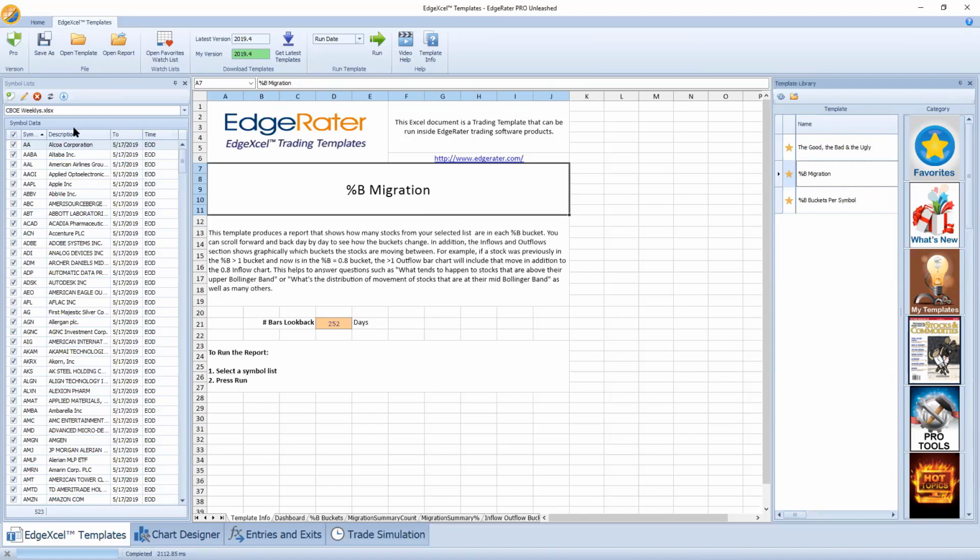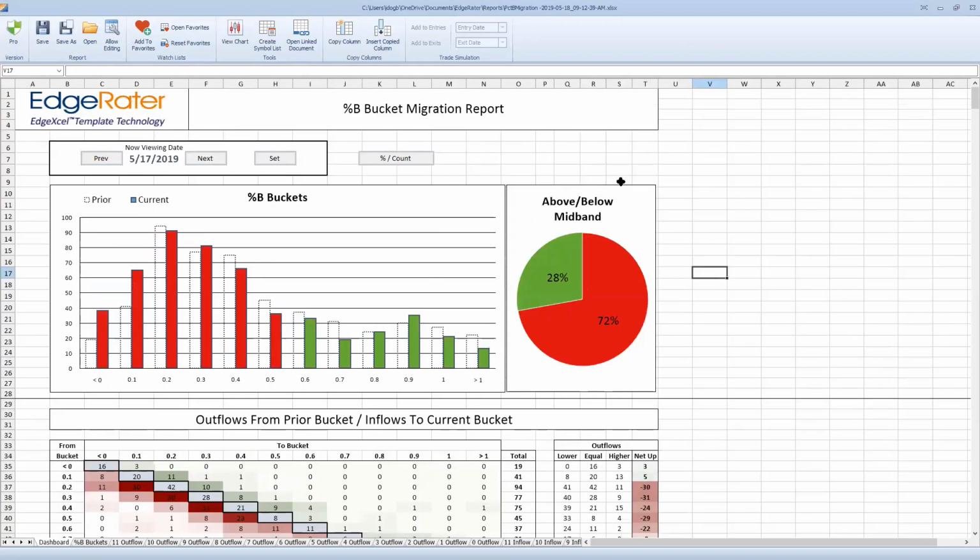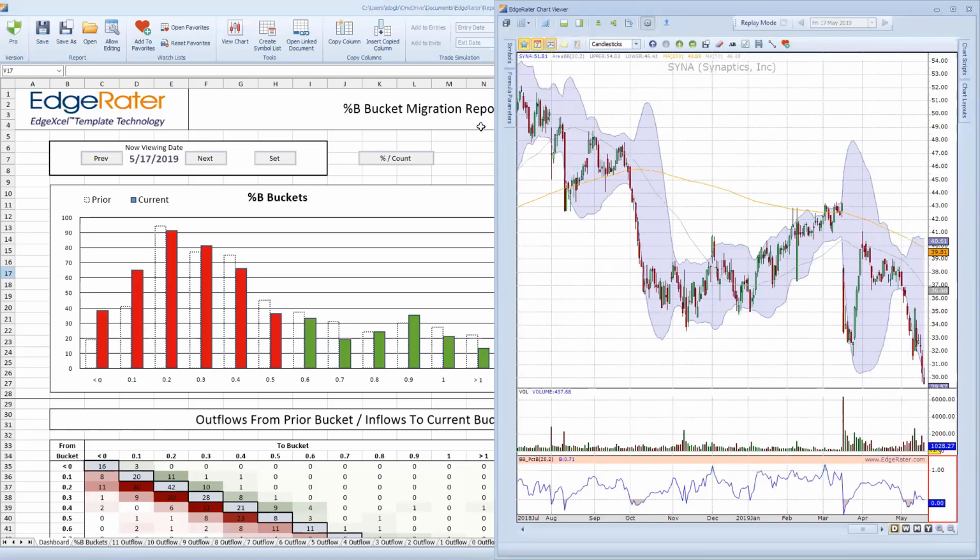So all you do is select your list and hit run. And what it's going to do, as you see in the bottom left here, is go through and calculate, coming up with this report, which is showing where percent B is. Now, I didn't talk about what percent B is, and I assumed that everybody knows, but I will just in case, talk about that in the context of this chart.